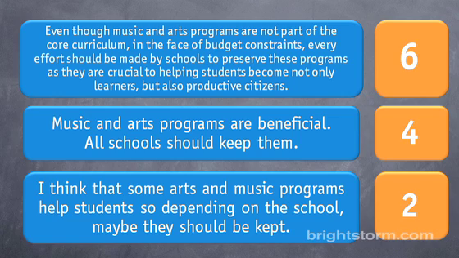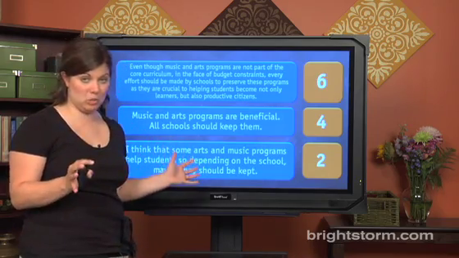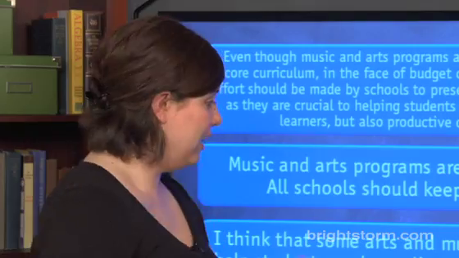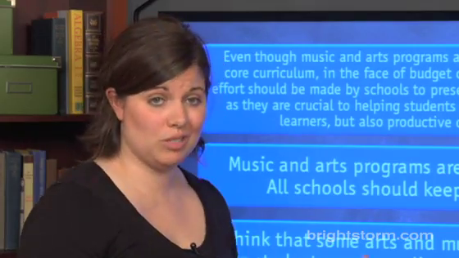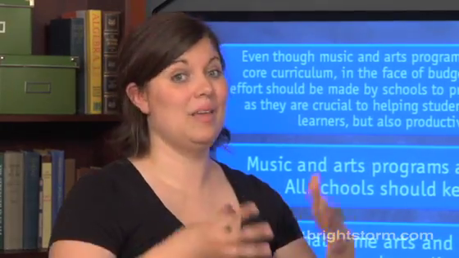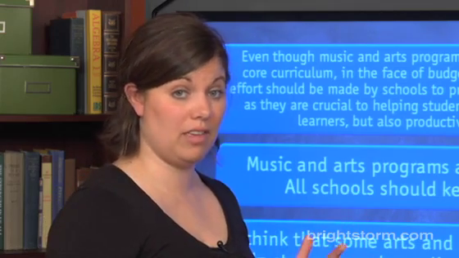This one earned a 2. Let's see if you can decide why. "I think that some arts and music programs help students, so depending on the school, maybe they should be kept." All right, so the first thing I'm noticing is a lot of ambiguous language, right? Maybe, depending on, some. Basically, the reason that this one scored so low is it doesn't take a position. And in a position statement, the big thing is take a position. So you've got to come down on one side of the fence or the other.